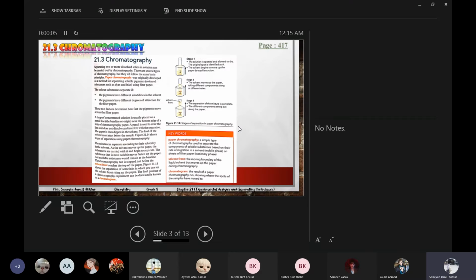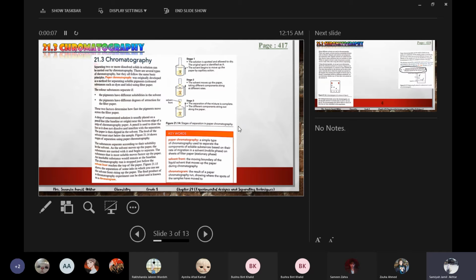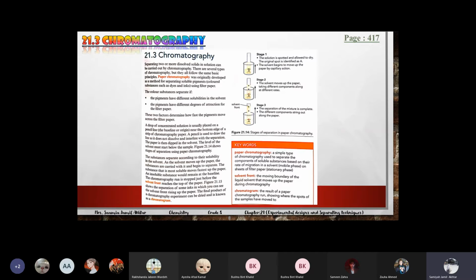Capillary action is due to the absorption, it will move up. So that's the capillary action. It moves against the gravitational force. Gravity is that it will go down, but capillary action is that due to the absorption it will move up against the gravity. The solvent moves up the paper, taking different components along at different rates.